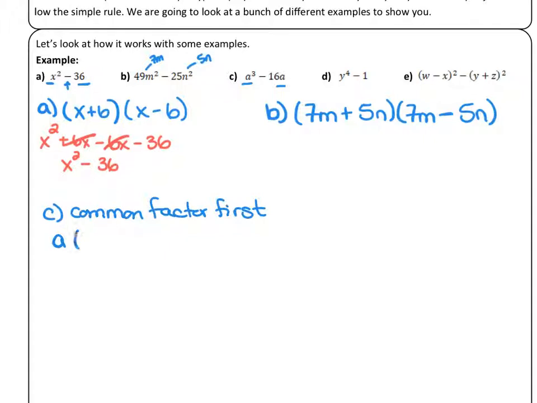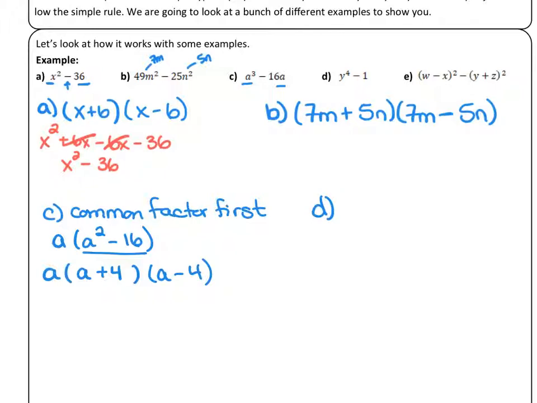And what we have left is a squared minus 16. And now this is just a difference of squares. So keep that a there because it's not going to disappear. But then we can just go about our business. a plus 4, root 16 is 4, and a minus 4. Easy peasy, guys.